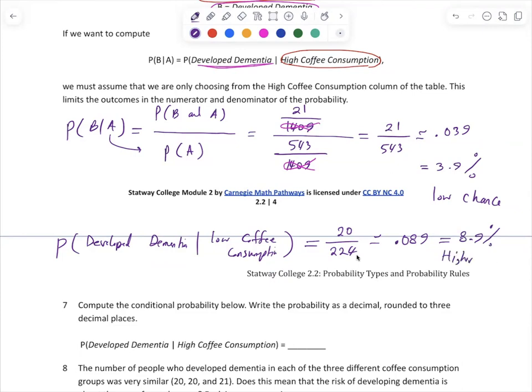So what's the meaning of that? Based on this study, is it better to drink coffee or not? Let me run this poll.